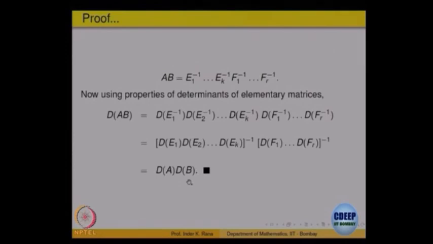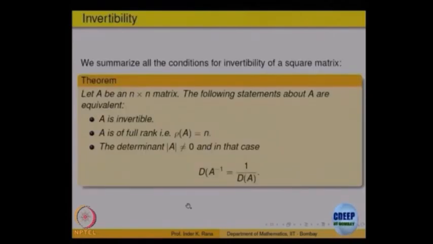Now I can write down the determinant of A inverse, if A is invertible. So, take B as A inverse. I can apply that trick again: A into A inverse is identity. So, what is the determinant of A inverse? 1 over the determinant of A. Earlier we did it for elementary matrices.